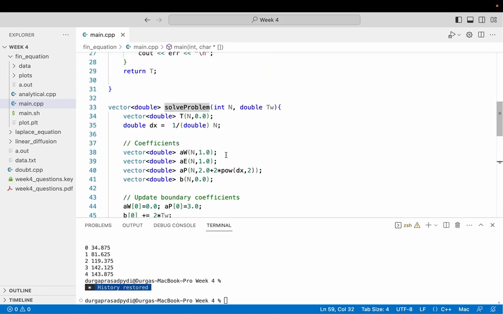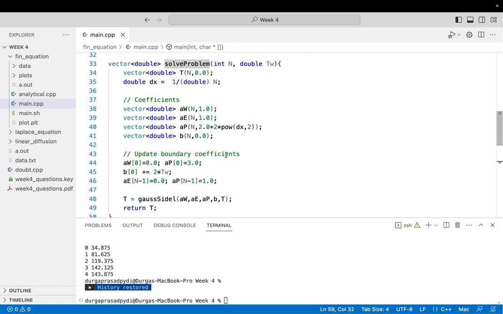What happens in solve problem is essentially you update your coefficients. These are the coefficients we have obtained previously. So your A west will be equal to 1, A east is equal to 1 for all the cells except for the boundary cells, and your AP will have, in addition to a constant term, a term as 2 times delta x square. This is essentially coming from the source term, that is, from your fin parameter term, m square times theta. This is where you get that expression from, and your B is essentially 0 everywhere. You don't have any other source terms.